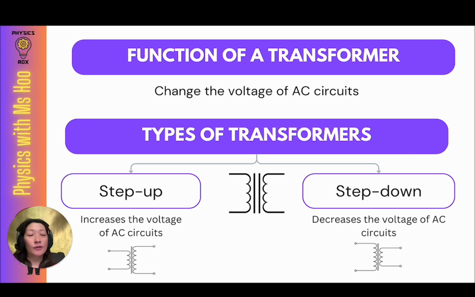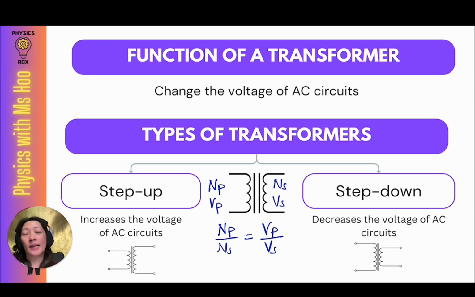Now, in addition to this, you also need to know the formula that relates the voltage to the number of loops. This applies to step up as well as step down transformers. It's quite simple. If the number of loops on the primary coil is NP and the voltage of the primary circuit is VP, whereas NS is the number of loops on the secondary coil and VS is the secondary voltage, the ratio is quite simply the number of turns on the primary to the number of turns on the secondary is equal to the primary voltage over the secondary voltage.